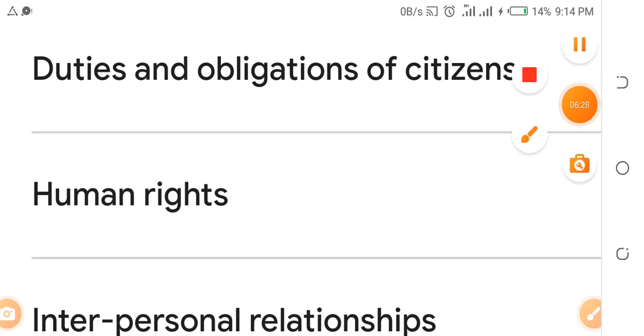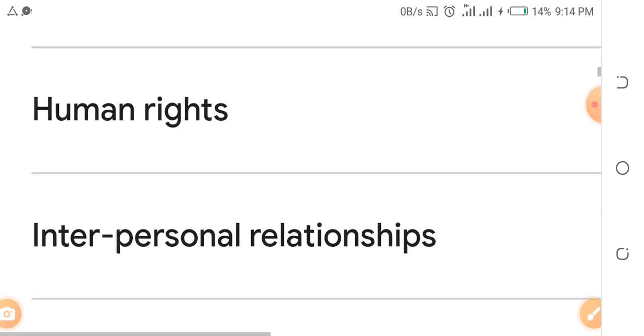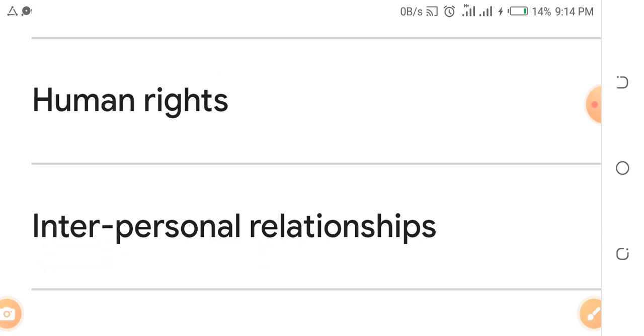Human rights. Of course, universal human rights and all the rest. Read it up, not just the definition, everything in the textbook about this particular topic. Then read interpersonal relationship. Go and read it up.